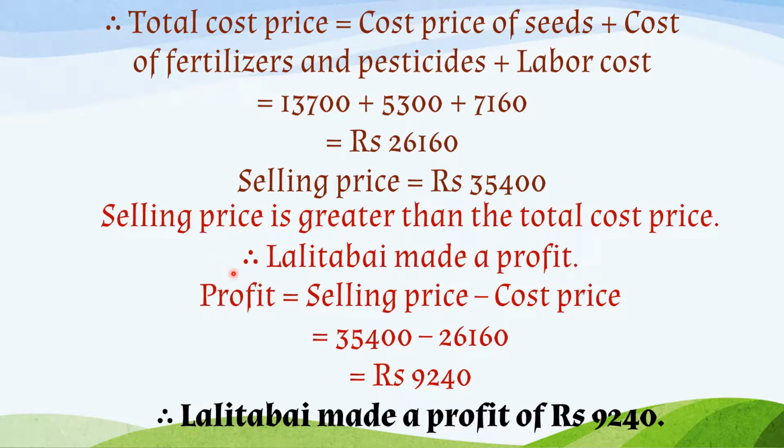So profit is equal to selling price minus cost price. The selling price is 35,400, and total cost price is 26,160. So when you subtract this, you will get 9,240. So Lalitabai made a profit of rupees 9,240.